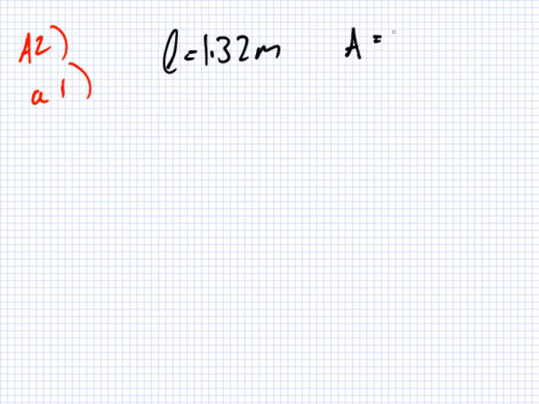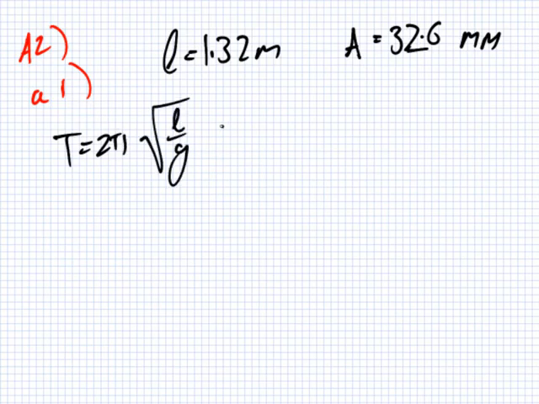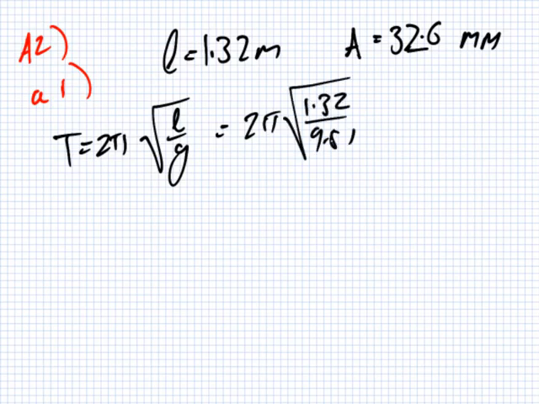Okay, A2, part 1. So the length of the pendulum is 1.32 meters, and the amplitude is 32.6 millimeters. So you have T equals 2 pi root L over G. So that will be 2 pi root 1.32 over 9.81. So I get the correct answer.